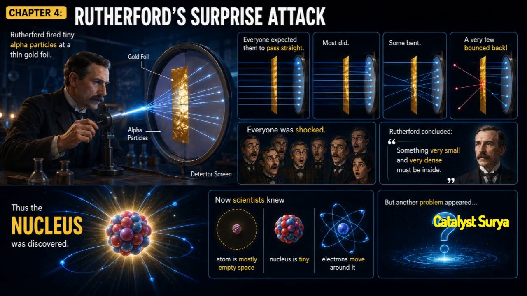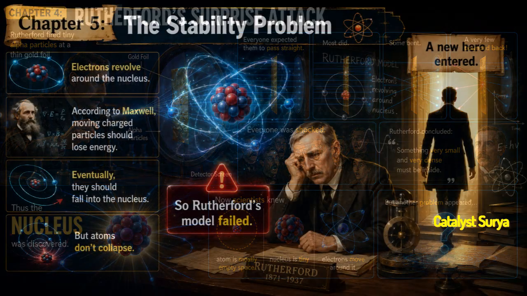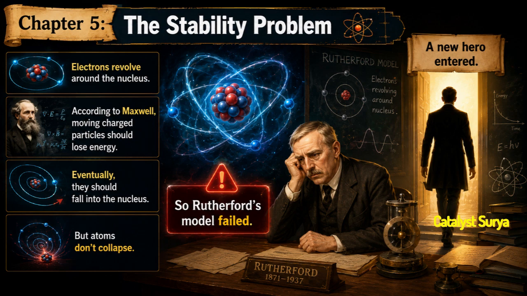But another mystery appeared. According to classical physics, a moving charged particle should continuously lose energy. That meant electrons should slowly spiral inward and fall into the nucleus. If that happened, atoms could never exist. Clearly something was missing. Rutherford's model could not explain why atoms are stable.